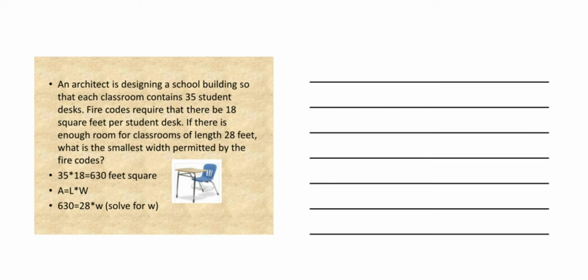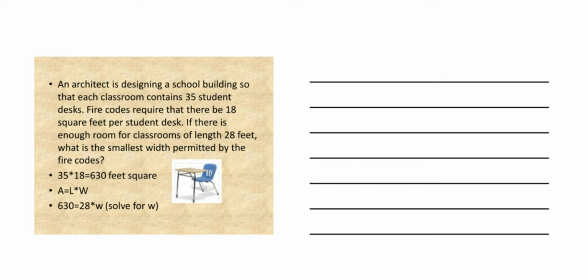Do remember, I highly recommend that you read word problems at least 2 to 3 times. So let's read it over at least once more. An architect is designing a school building so that each classroom contains 35 student desks. So we have 35 desks. Fire codes require there be 18 square feet per student desk. So 18 feet square per desk.